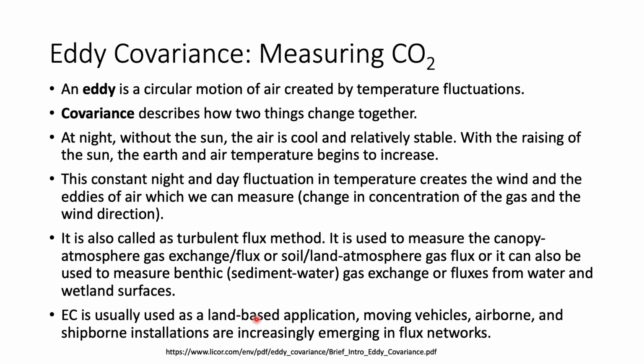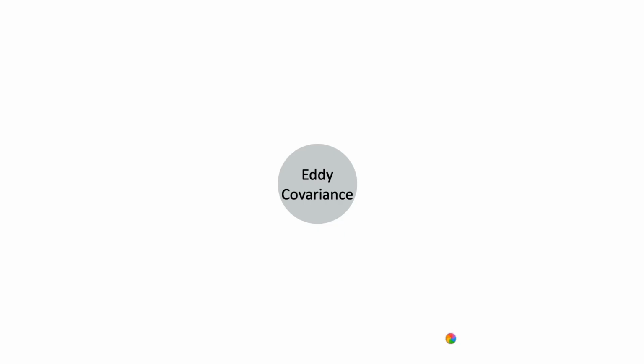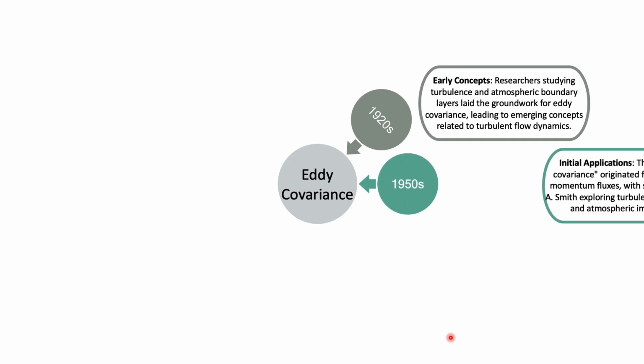This is usually used as a land-based application. Moving vehicles, airborne and shipborne installations are increasingly emerging in the flux network. So currently people study using the land-based applications. So we will look at how it has developed over a period of time.